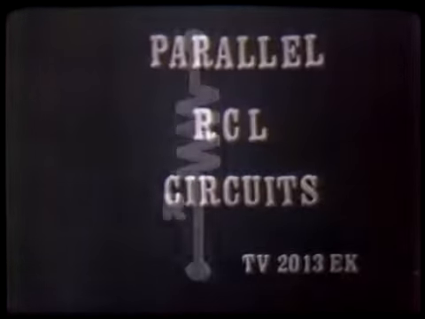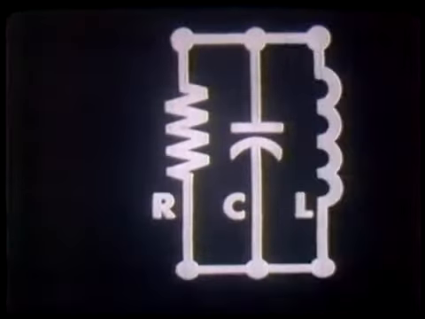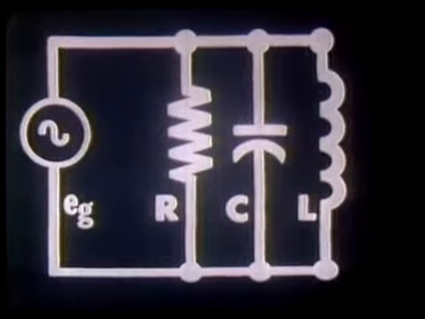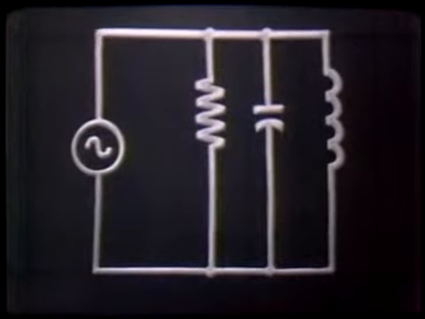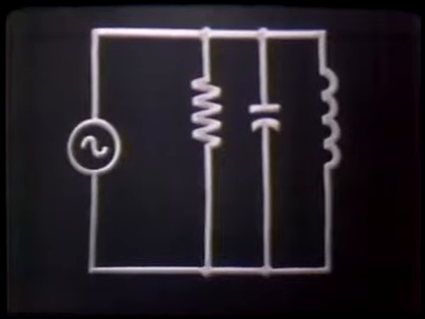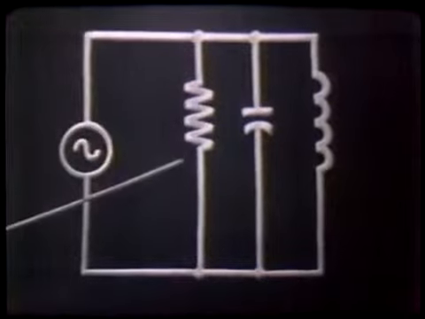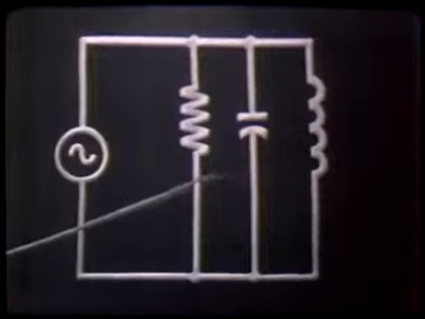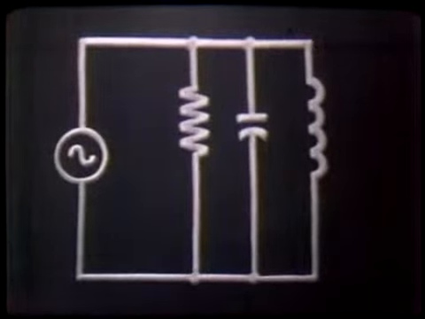RCL circuits. As the title implies, we could take a resistor and a capacitor and an inductor in parallel across a voltage source. Here we have a parallel RCL circuit indeed. Following the rules for any parallel circuit, we know that the voltage across each component is the same as the source voltage. The resistor voltage, the capacitor voltage, and the inductor voltage would be the same as the source voltage because we do have a parallel circuit.